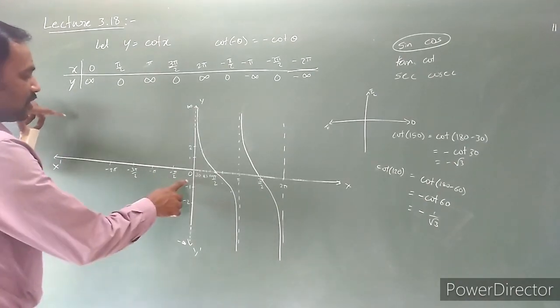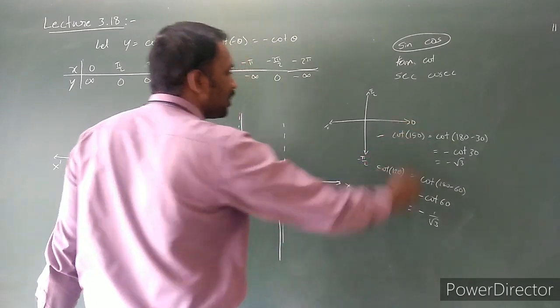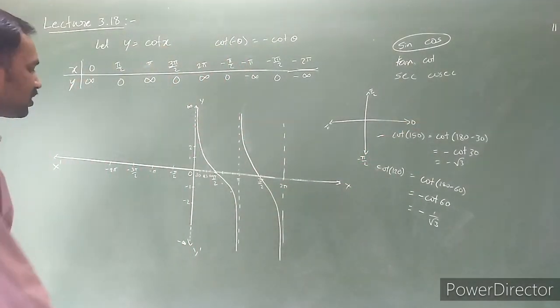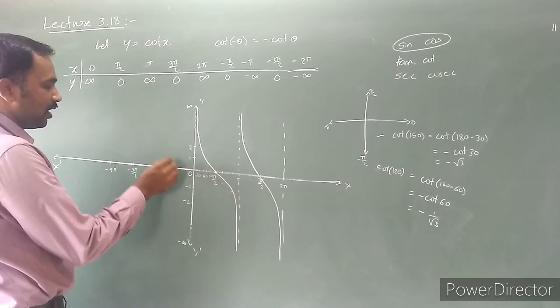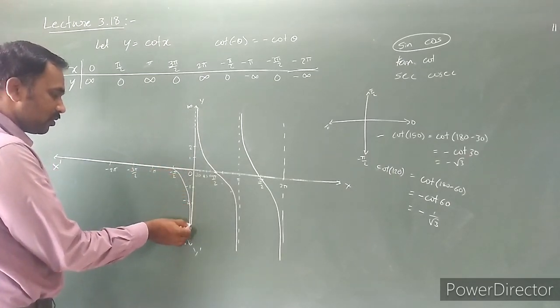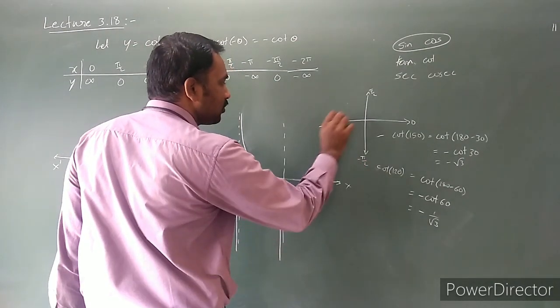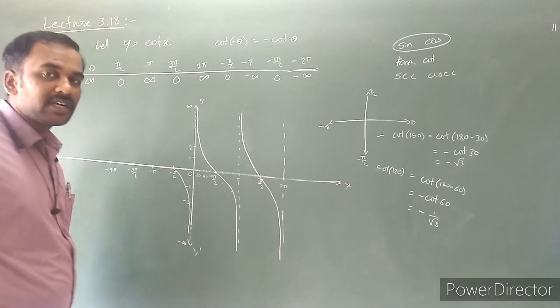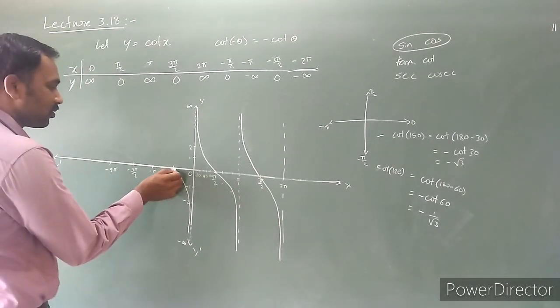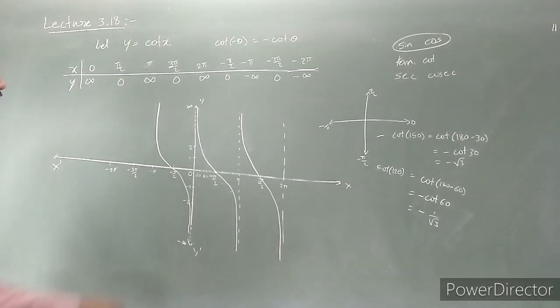0 to minus pi by 2. Which quadrant? Fourth quadrant. In the fourth quadrant, is cot negative or positive? Negative. The values will come in this manner. And minus pi by 2 to minus pi: which quadrant? Third quadrant. In the third quadrant cot is positive. This is the value that comes.